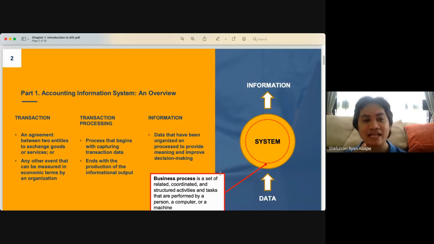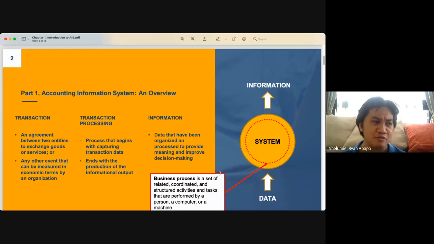Because if you don't limit the definition of transaction to an economic term or monetary value or pecuniary value, then all other events can be considered as a transaction. As a distinction, for example, there is a memorandum of agreement entered into by the company with another company. And that memorandum of agreement is a mere cooperation between two entities to promote certain advocacy or certain projects. Say, for example, environmental conservation, because it is part of the corporate social responsibility or CSR of the company.